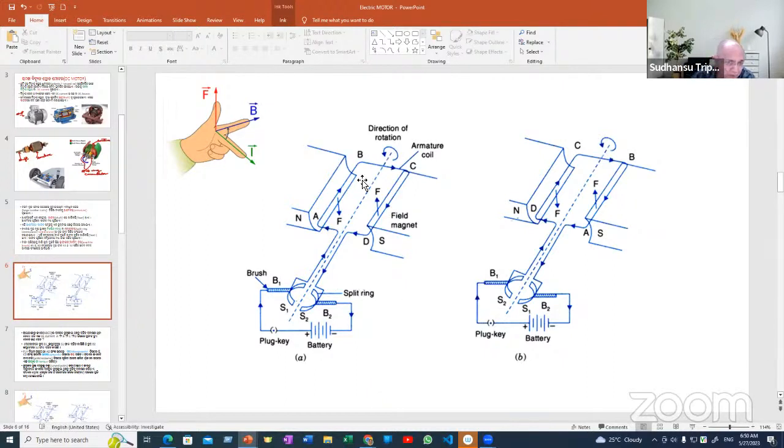Now see what will happen. Let us apply Fleming's left-hand rule, or the right-hand pushing rule, or the Thappad rule, or the vector rule.